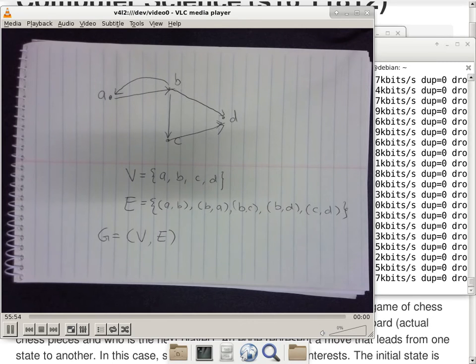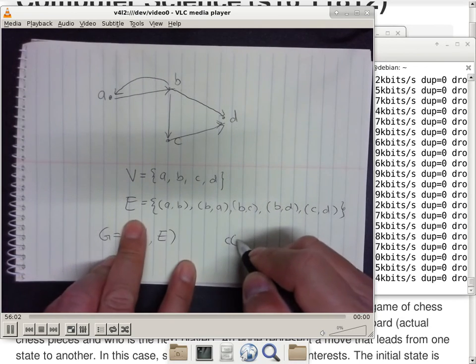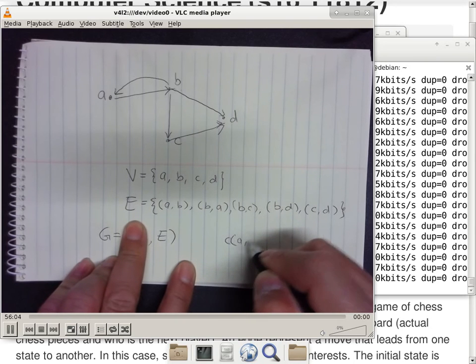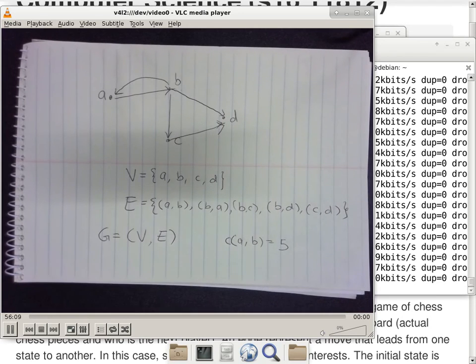Okay, so since I'm already on this topic, let's go ahead and talk about the cost of an edge, okay? So the cost of an edge, which is just C and then you specify the edge itself here. So let's say we're dealing with AB. You can associate a particular number, let's say a cost of 5, okay? So this is basically saying if you go from vertex A to vertex B, it will cost you 5.